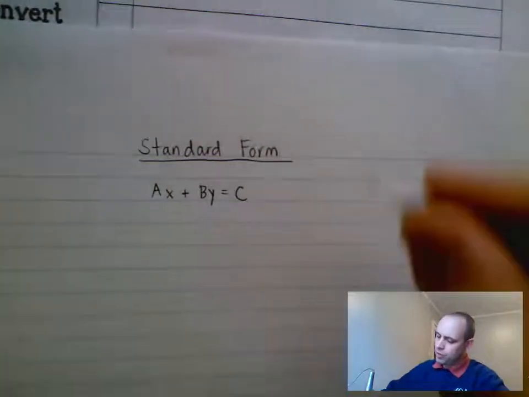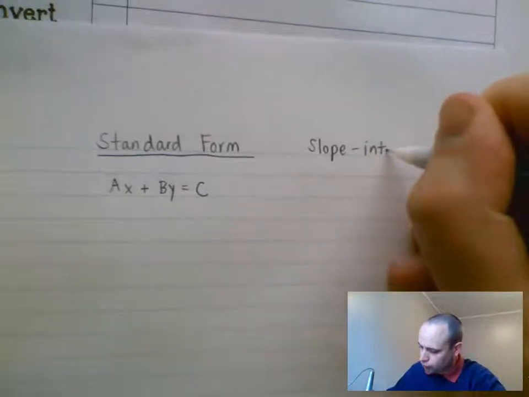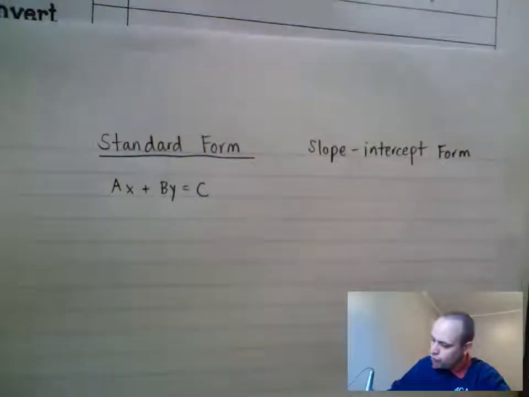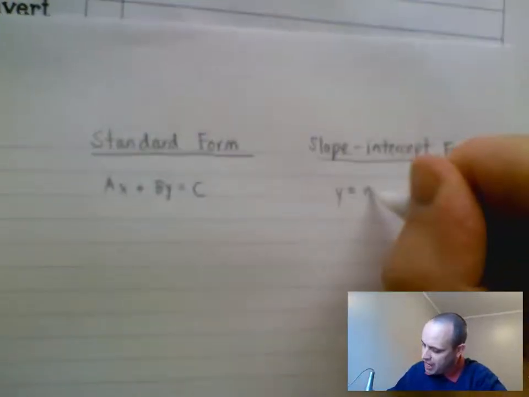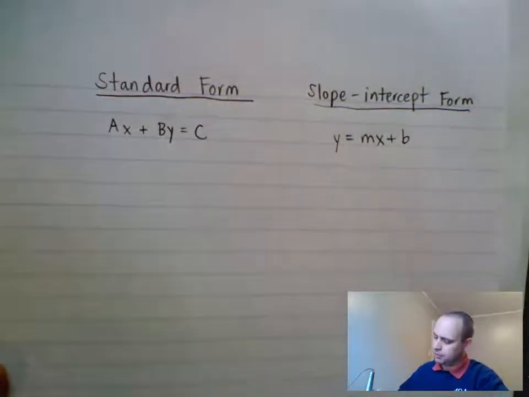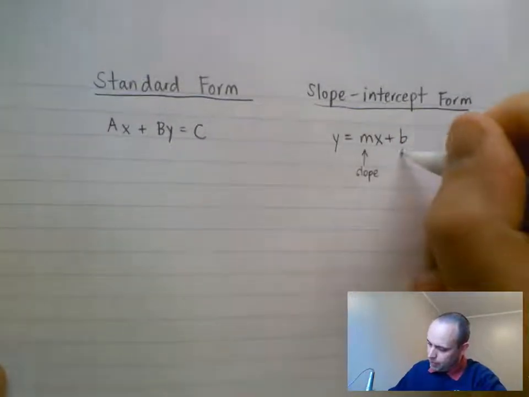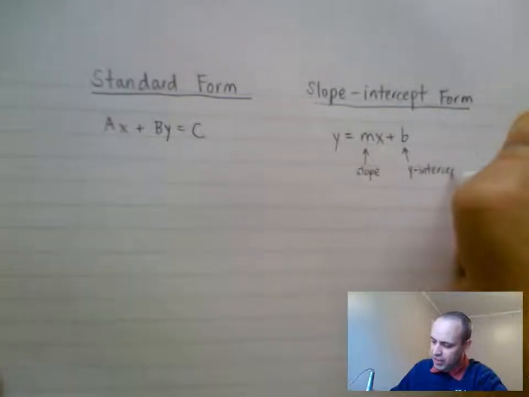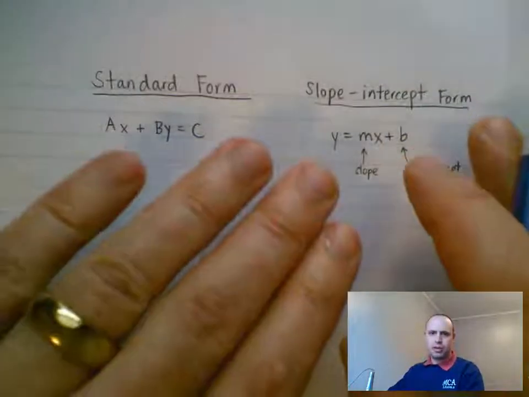We've been learning something called slope-intercept form. Slope-intercept form is y equals mx plus b. So please write these down. Where m is what we call the slope, and b is what we call the y-intercept, or what I like to say is where the line crosses the y-axis.